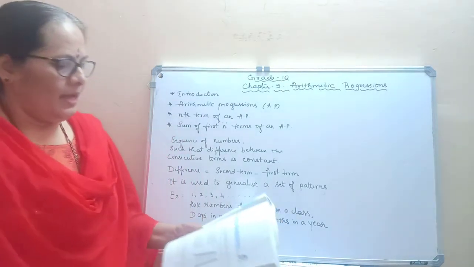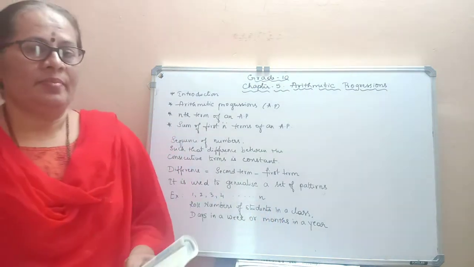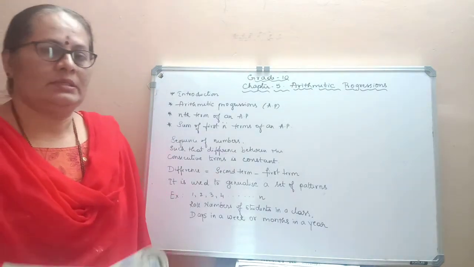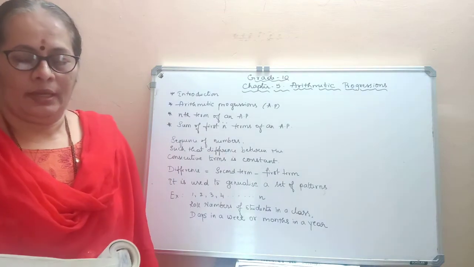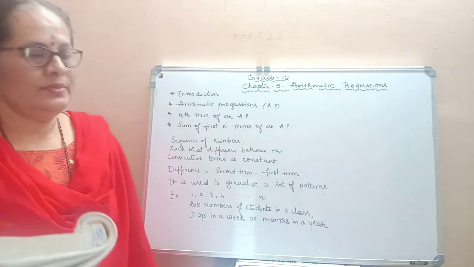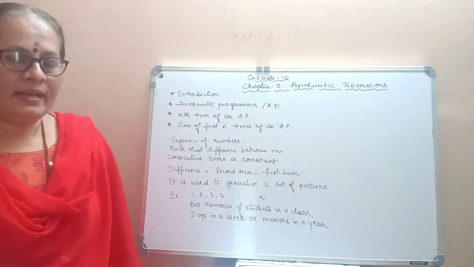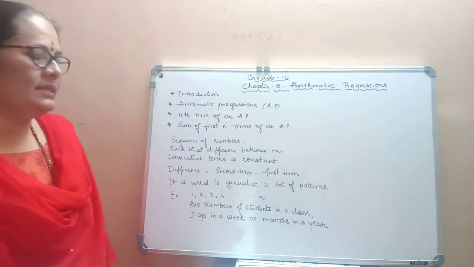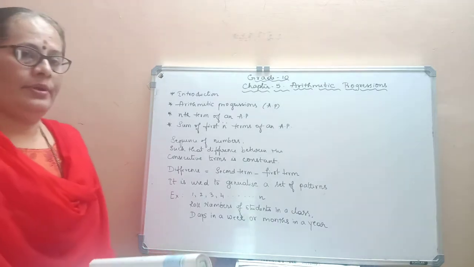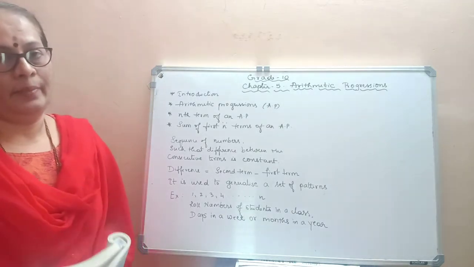Children, in daily life, in nature you can see many things which follow a certain pattern, such as petals of a sunflower, honeycomb, grains in a maize cob. All these form a certain pattern. Similarly, even in numbers we can see some pattern. That is what we are going to learn today: arithmetic progression.